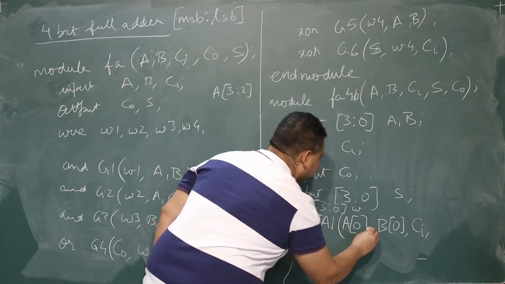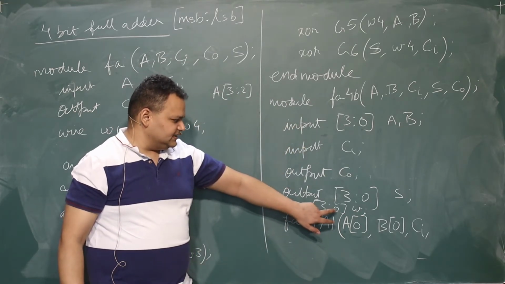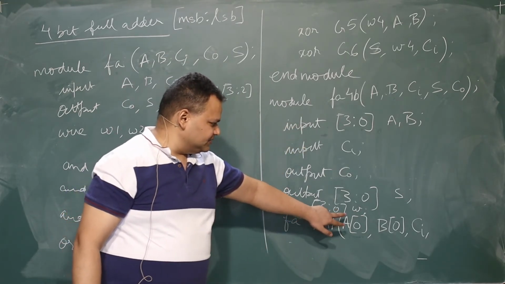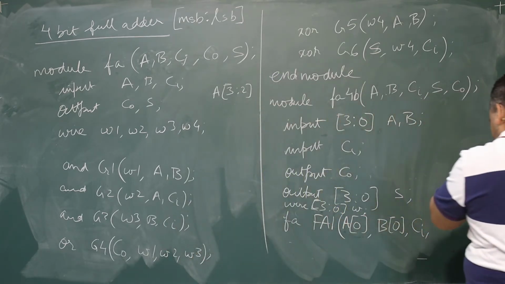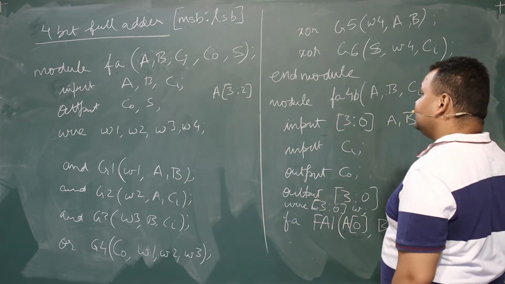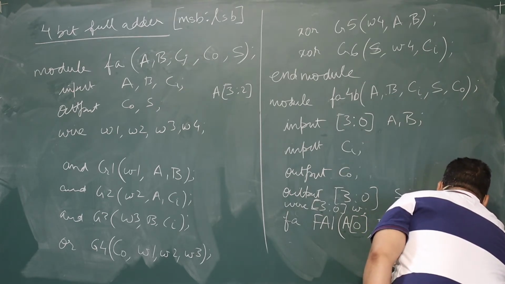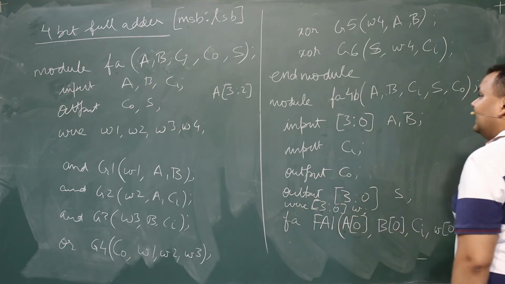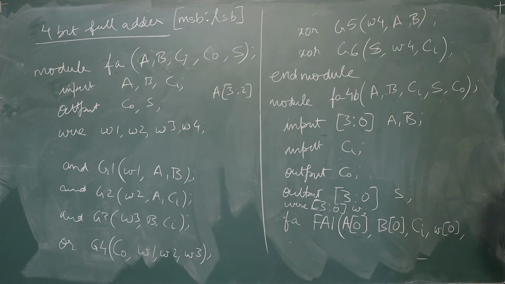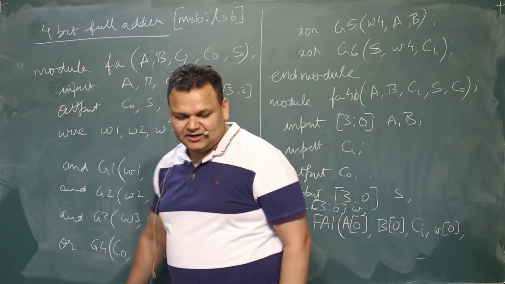Let us call that W. Again we are defining a wire [3:0]. 3 is the most significant bit, 0 is the least significant bit, and W. So CI, and the carry out from this, let us call that W0. And the sum is going to be what? The sum of this will be S0.